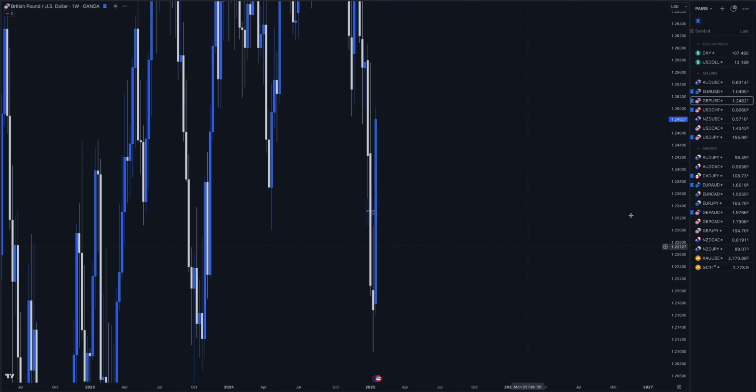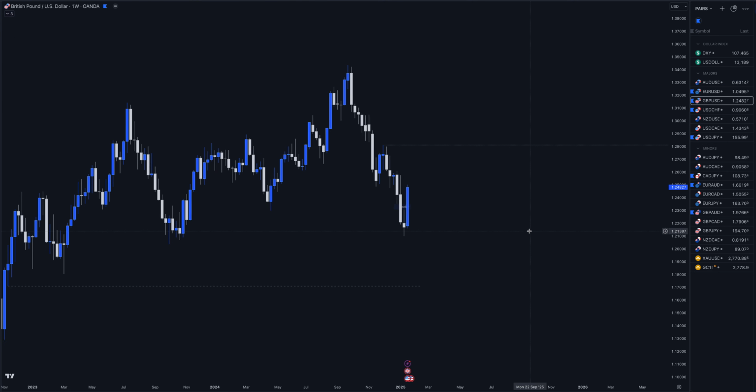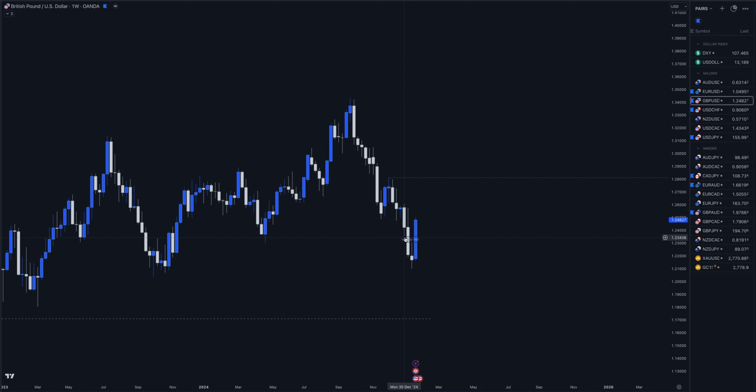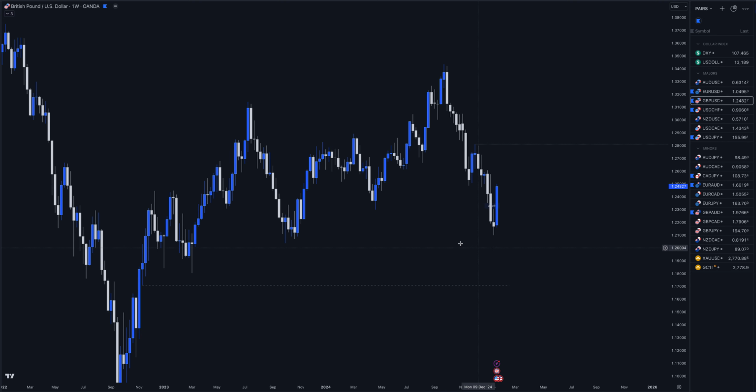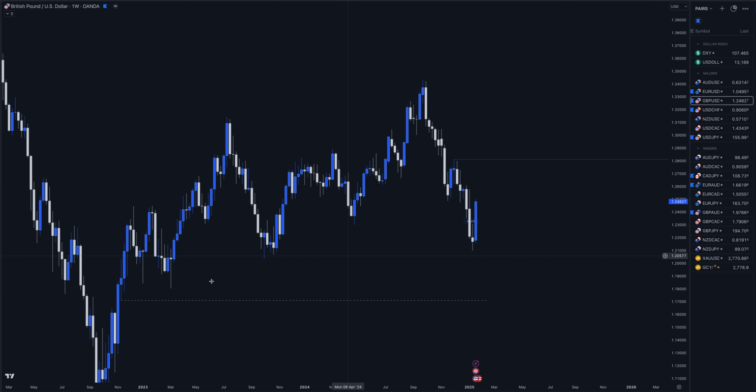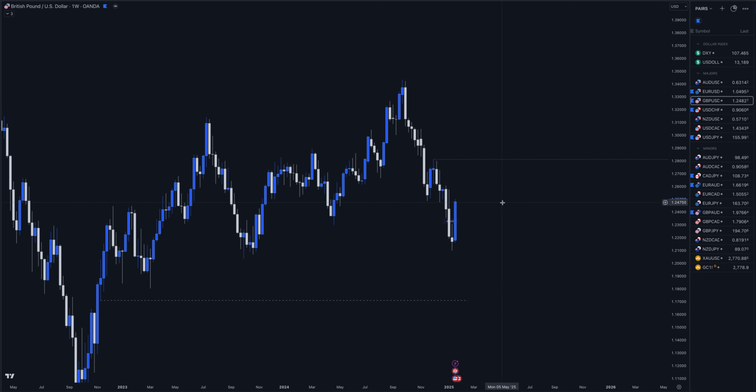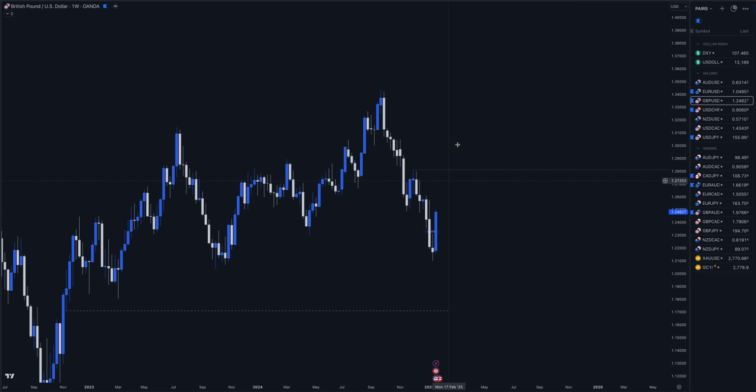Next pair, we've got GBP dollar. I had this last week. I marked out this weekly imbalance to see if we would reject it, but obviously we haven't. So just like euro dollar, I do see GBP dollar short long term. Okay, I do see all of this as liquidity, and I see a lot of sell side residing below this level. So what I am expecting going into next week is I am expecting further upside.